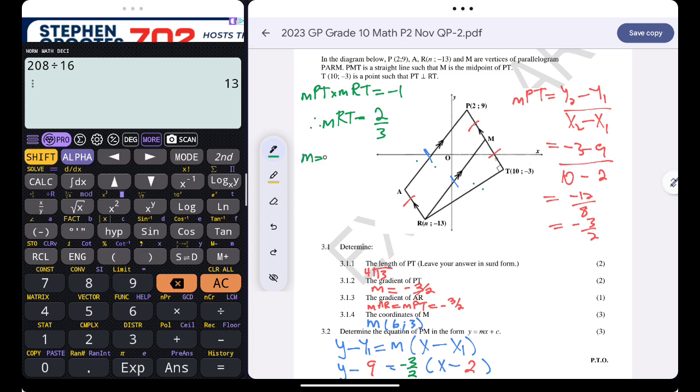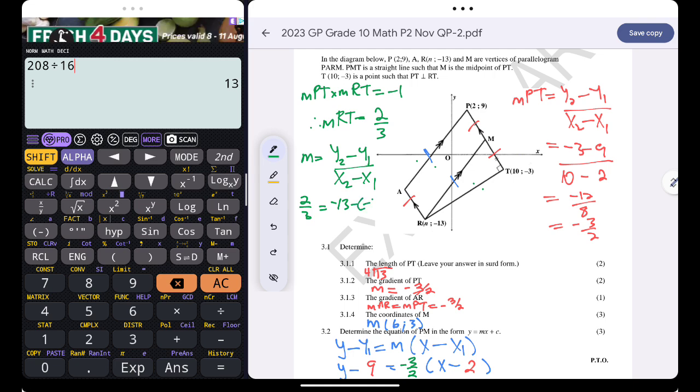The equation says gradient is equal to y2 minus y1 over x2 minus x1. The gradient is 2 over 3. Are you together? And then for me to calculate the gradient, I can simply say the y value at R, which is negative 13, minus the y value at T, which is negative 3, all over the x value at R minus the x value at T, like that.